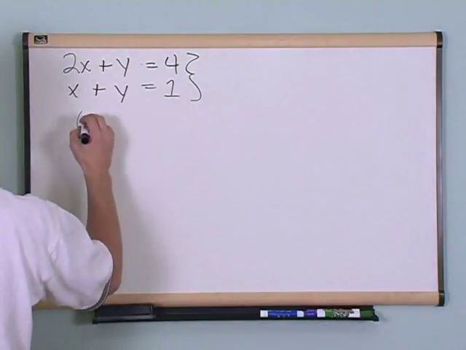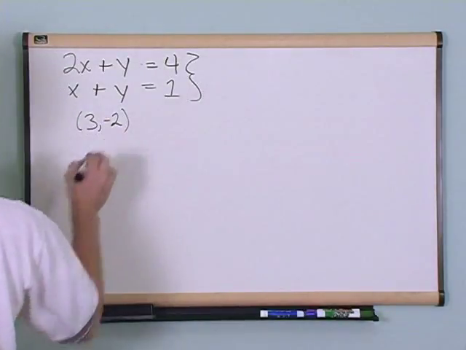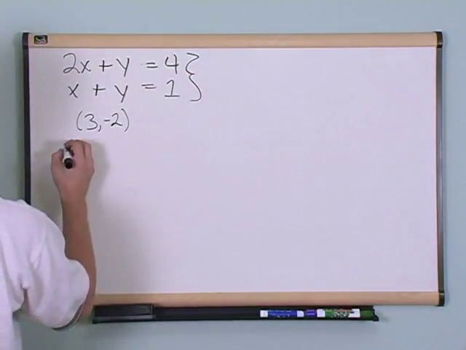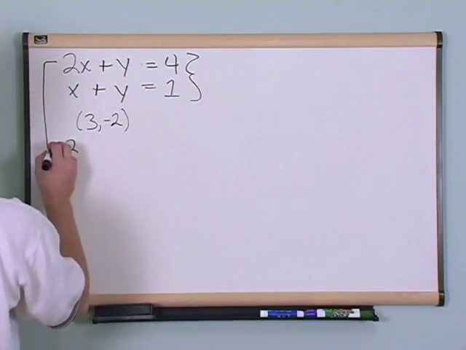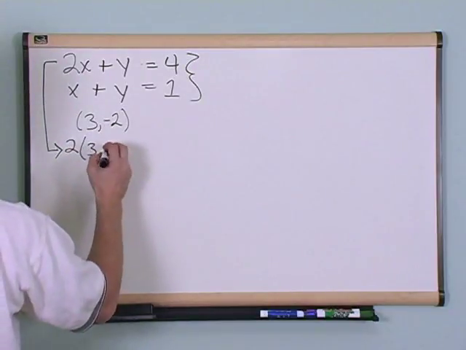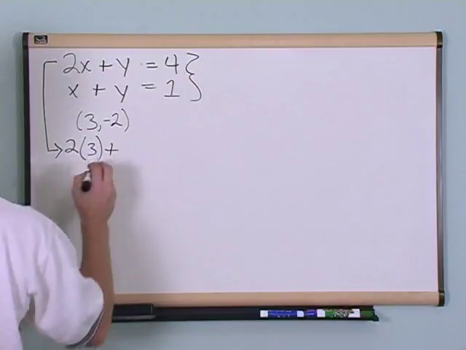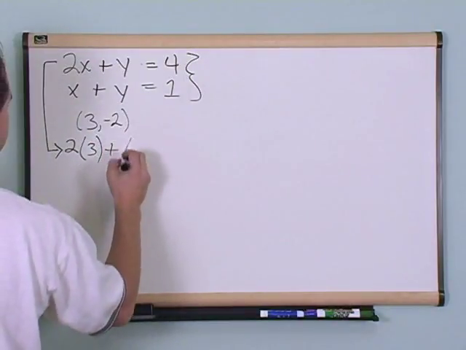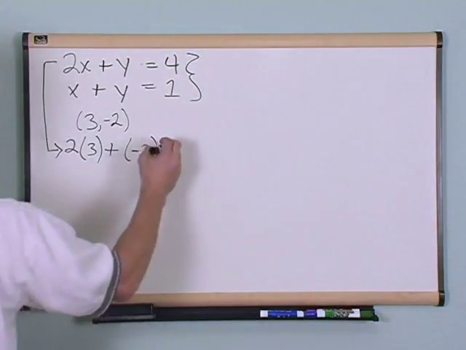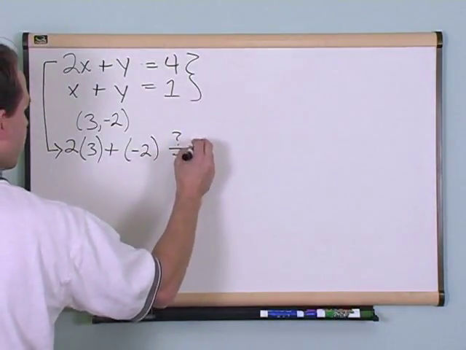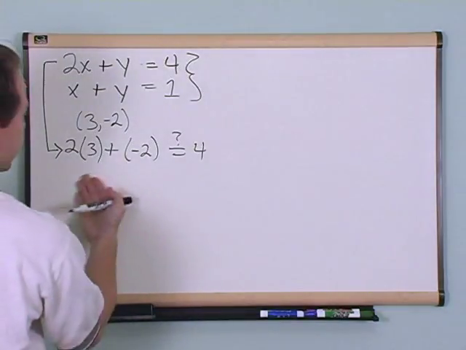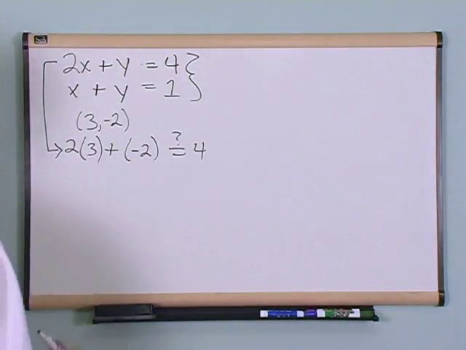And let's take 3, negative 2. And let's plug it in. Let's use the first one first. 2, so coming down here, like this, 2 times x, which is 3, plus y, which is negative 2. I'm going to put a parenthesis around the negative 2, just to keep it separate, equals question mark 4. And I put the question mark here to remind myself that I'm just trying to test to see if the left and the right-hand sides are actually equal.